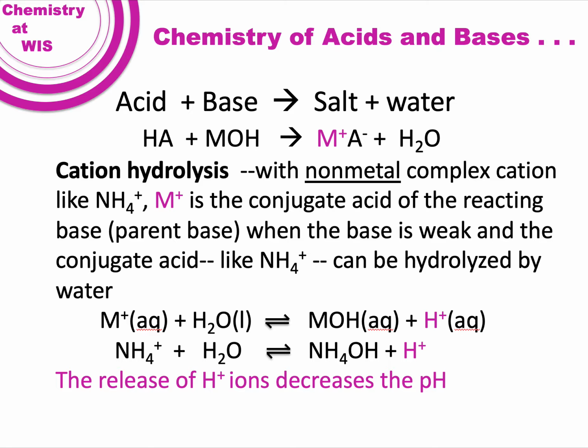Cation hydrolysis with non-metal complex cations, so NH4+, the NH4+ here in the general equation shown as M+, is the conjugate acid of the reactant base, and it can be hydrolyzed. Here in the equation, NH4+ plus water gives me NH4OH plus H+. So if you're releasing H+ ions, the pH is going to decrease because H+ is acidic.